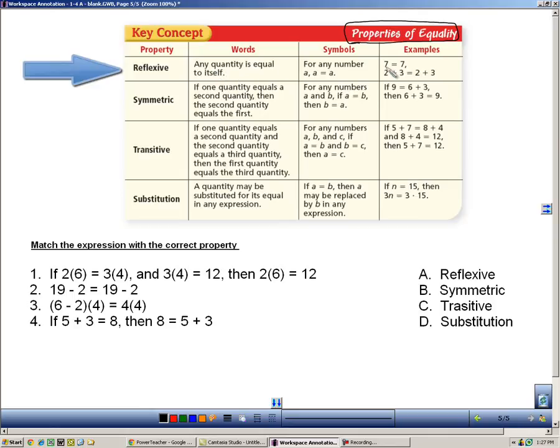If you see one thing on the left of the equal sign and it equals itself, it's called the reflexive property. The way that I remember that is I think of the word reflection, and it's like looking in a mirror, so I remember reflexive property.